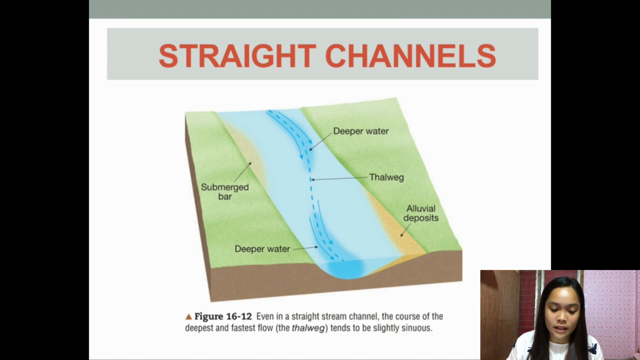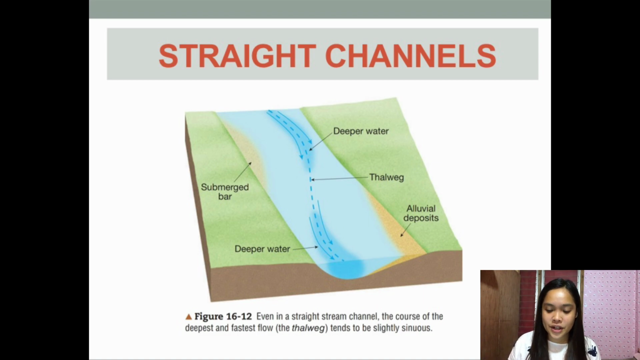It is called the thalweg. It rarely follows a straight path midway between the stream banks. Rather, it wanders back and forth across the channel. Opposite the place where the thalweg approaches one bank, a deposit of alluvium is likely to be found.